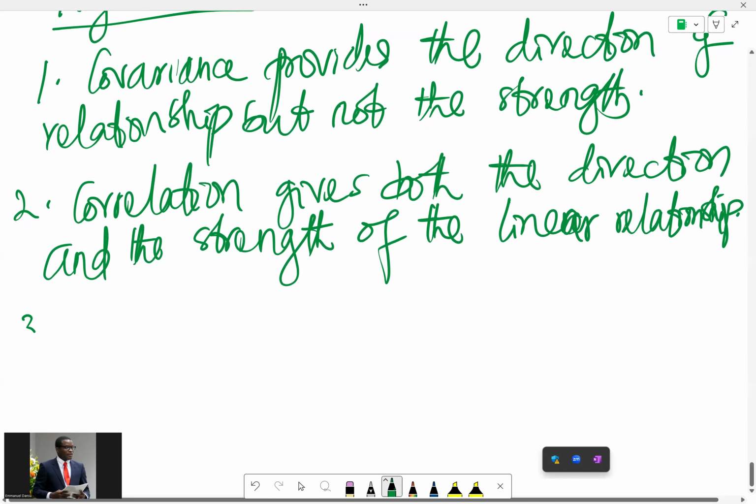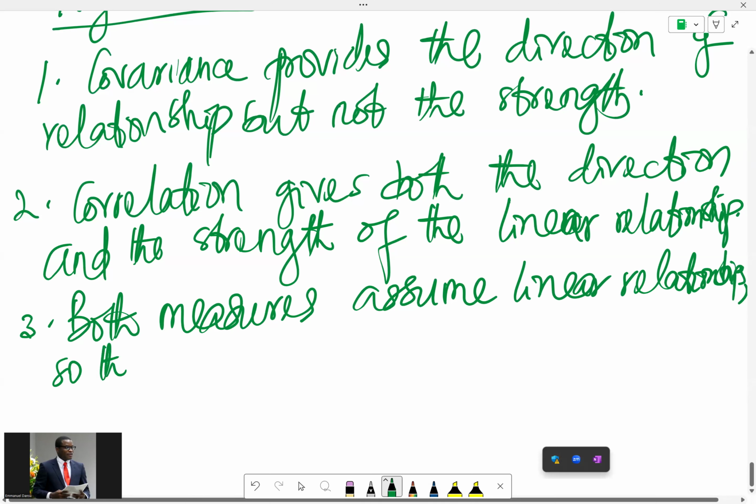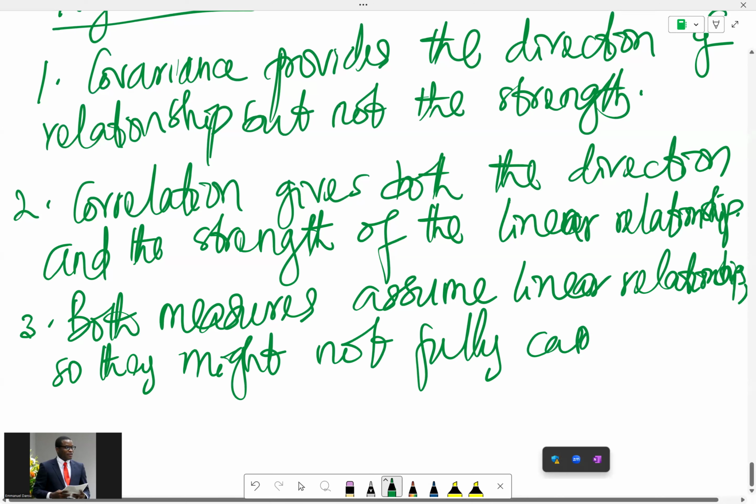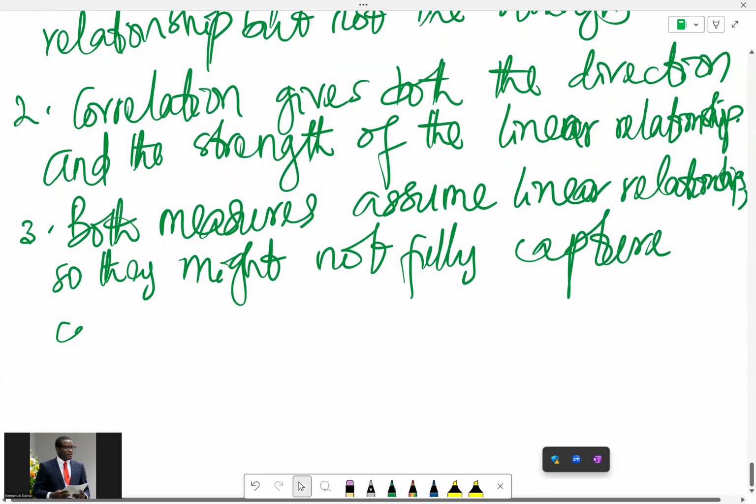Okay. Then three, both measures assume linear relationships. So they are both linear in nature. They both assume linear relationships. So they might not fully capture complex dependencies.